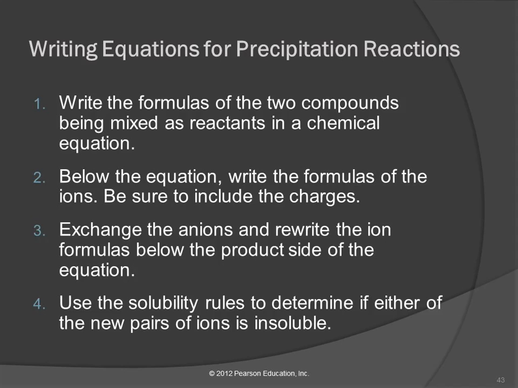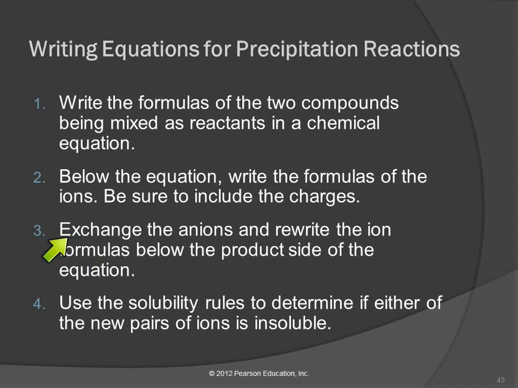So the first thing we need to do is write the formulas for the two compounds as reactants in the chemical formula. And then we're going to make some little notes to ourselves. Below the equation, we're going to write the formulas of the ions with the charges, because this is going to help us out. Then we're going to try having these people swap partners. Okay, guy A came with girl B. Well, let's see if he likes girl D that came with guy C. Yeah, I didn't follow that either. Anyway, you get the idea. Swapping partners, just to see what happens.